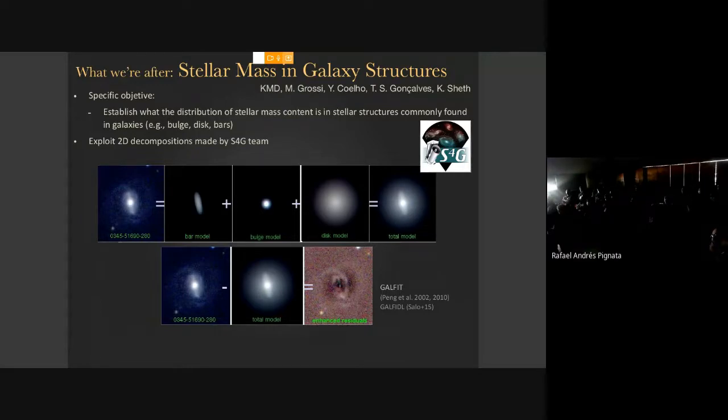Just taking this as an example, you have your original galaxy and using a variation of Galfit, which is a 2D decomposition of galaxies. You can see here there's a model for a bar, a bulge, a disk, and then you have here all of them together. This represents the model that you have built, and when you subtract it, you can also study residual structures like rings, spiral arms, etc.